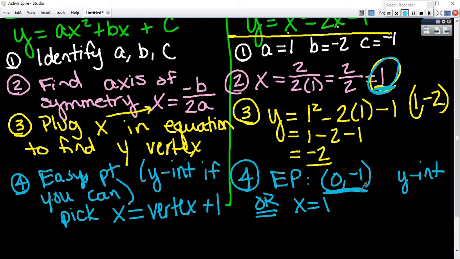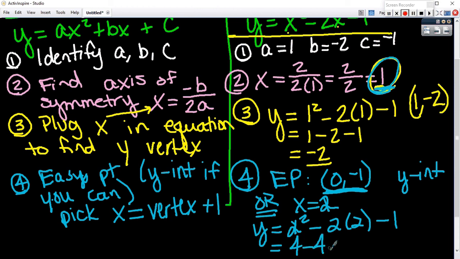All right, so I'm going to plug it in. 1 squared, 2, y'all, 2. 2 squared minus 2 times 2 minus 1, because I added 1 to the vertex, moved over 1. 4 minus 1 gives me what? -1.